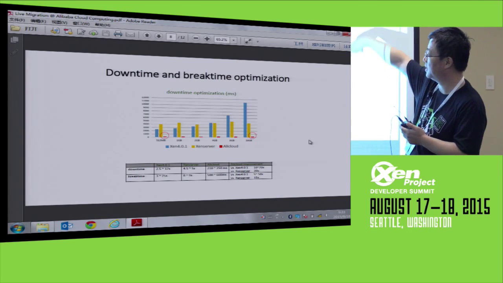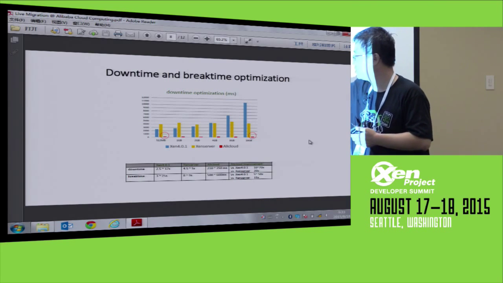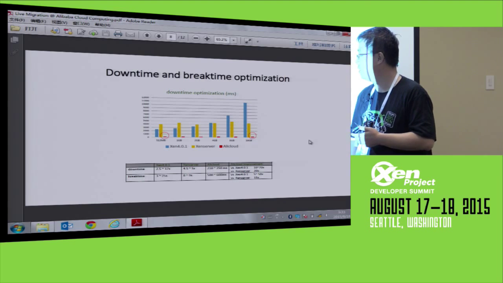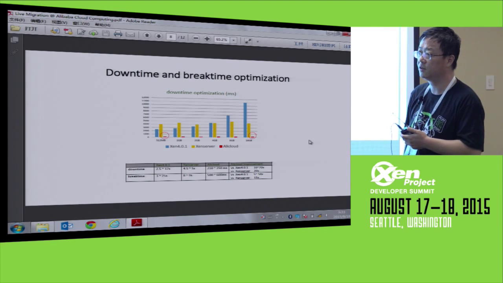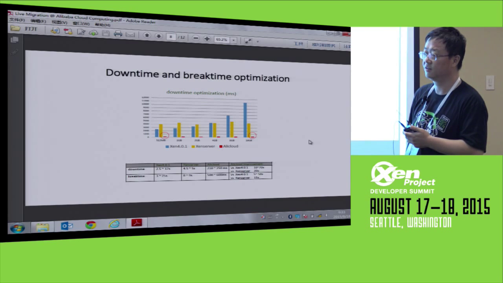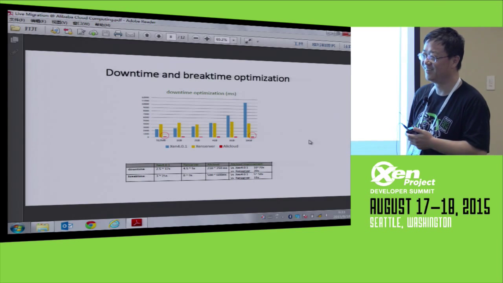And at Alibaba, we did some optimization, and we reduced it to about 200 milliseconds. That seems quite impressive. Yeah, patches are welcome. Okay. Do you plan to upstream your work?